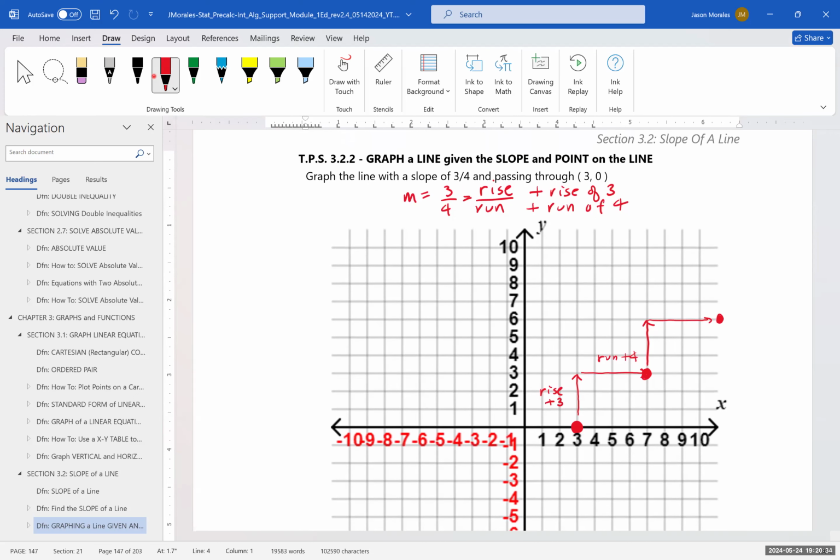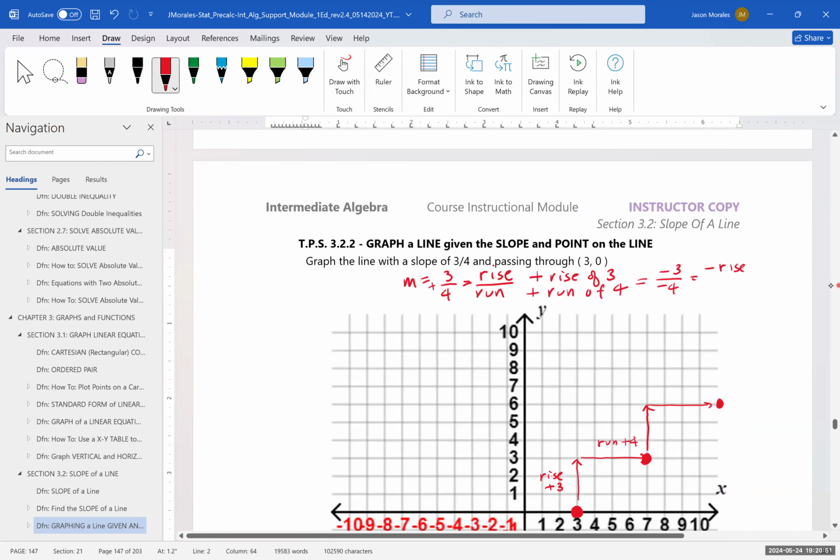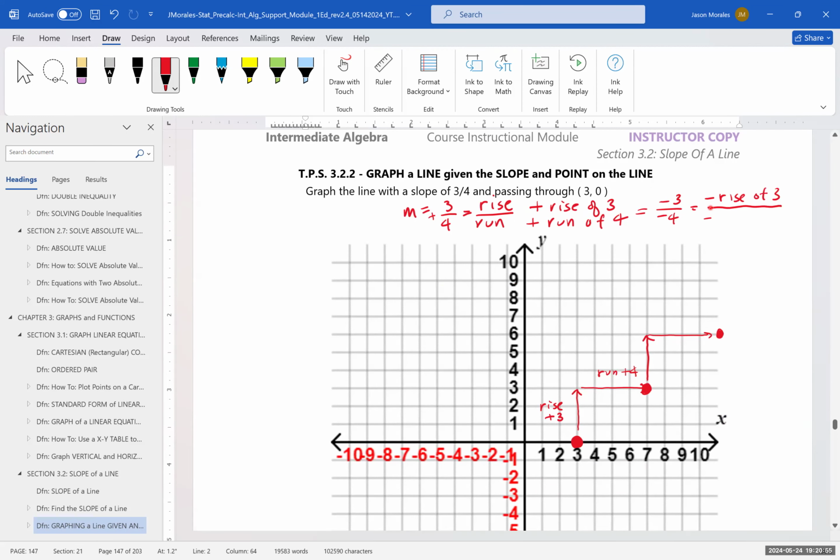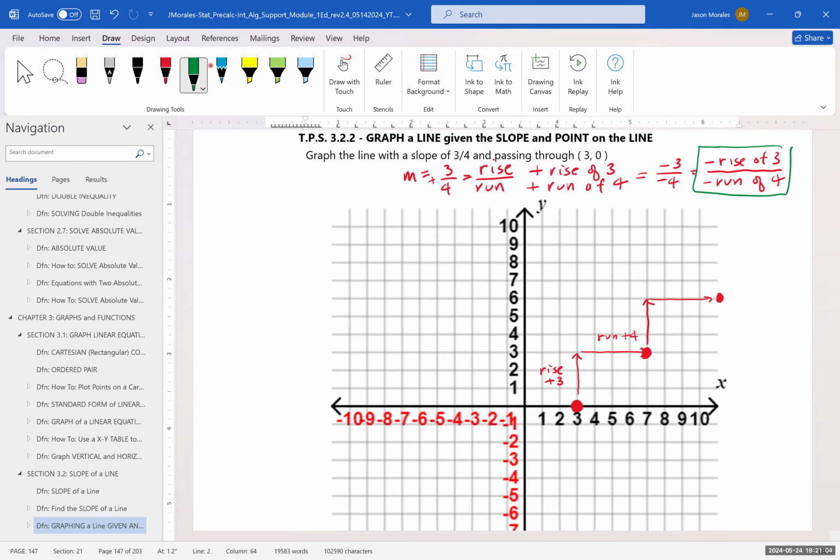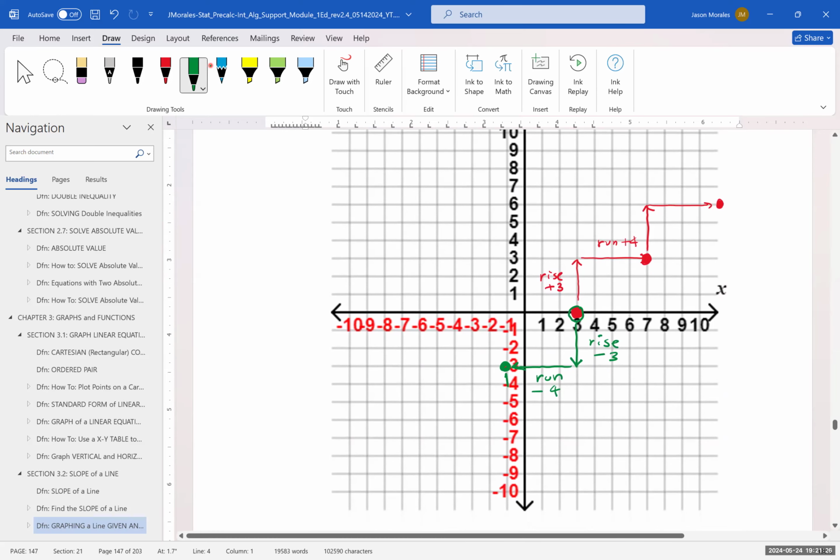Now, notice that our slope here is positive. Well, we would get a positive slope also if we had -3 over -4, right? Because a negative over a negative is a positive. So we could have a negative rise of 3 and also a negative run of 4. Let me do this part in a different color, in green. From this point here, we could have a negative rise of 3 and a negative run of 4 and put a point. So this would be a rise of -3 and a run of -4. And we could do it again, a negative rise of 3 and a negative run of 4, and make a point.